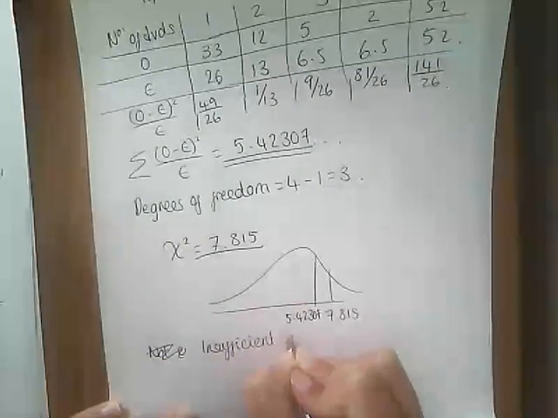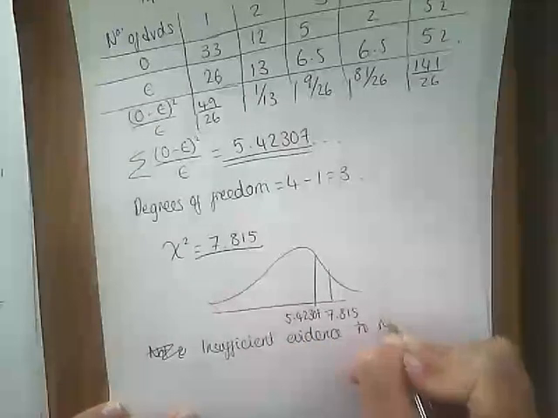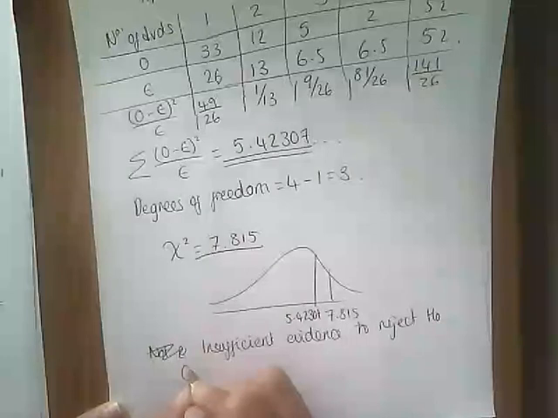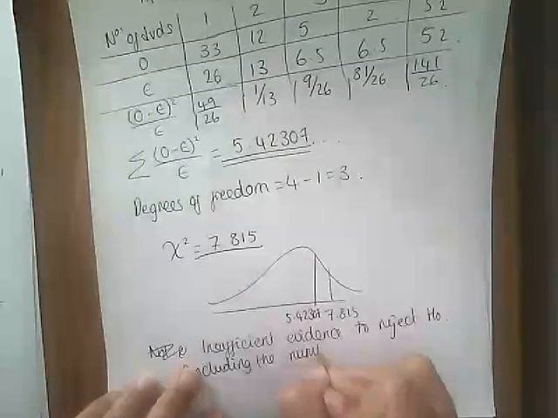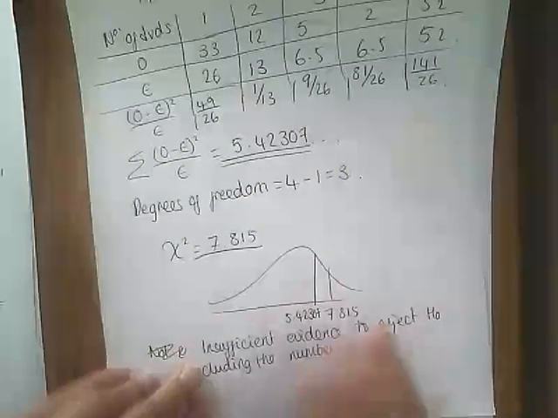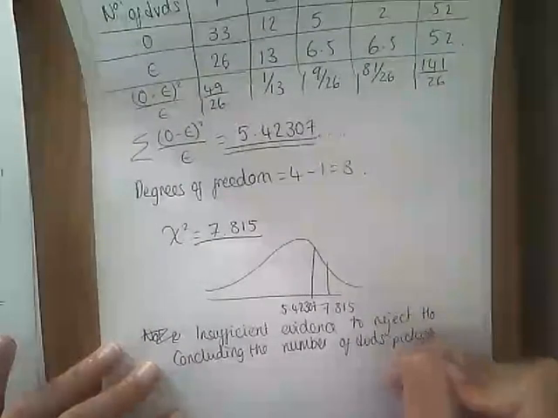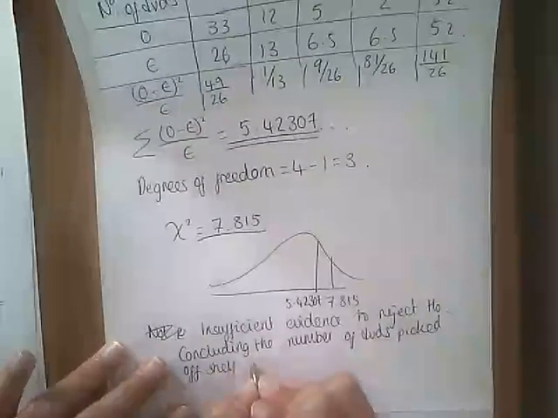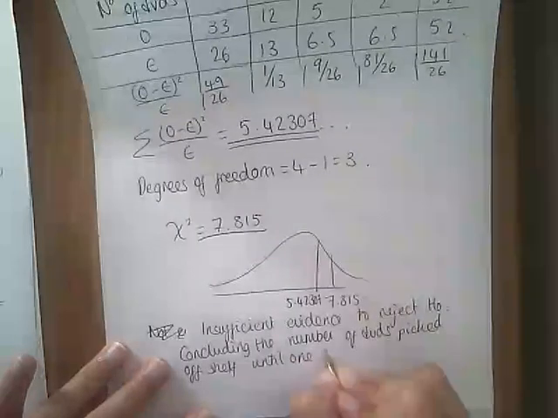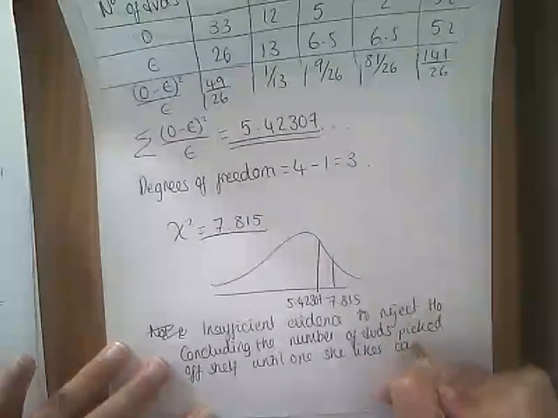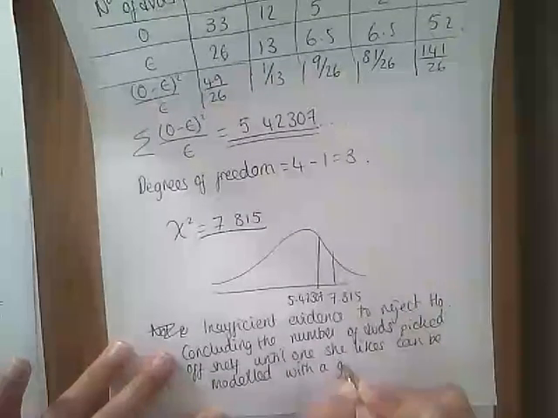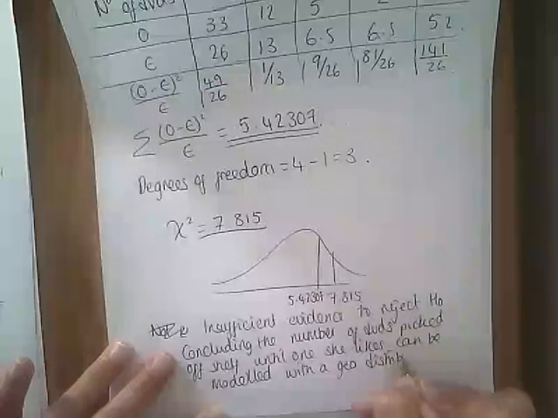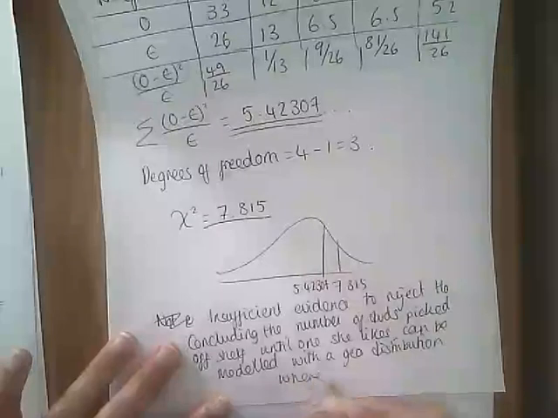So what we can say is there is insufficient evidence to reject H0, concluding, and then put it into context, the number of DVDs picked off the shelf until finding one she likes can be modelled, because that's what the null hypothesis was, can be modelled with a geometric distribution where P is 0.5.